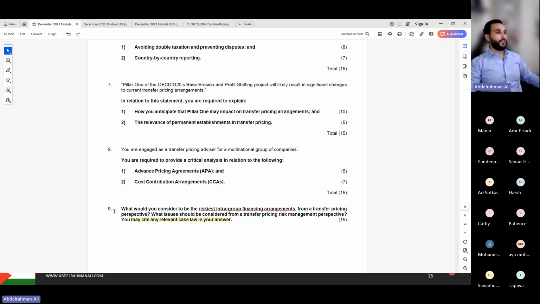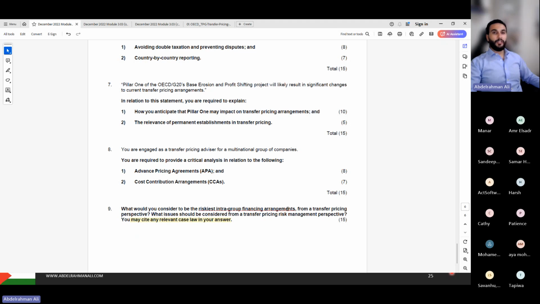So the last question on this exam is asking about the riskiest intra-group financing arrangements and whether you should highlight the perspectives. What would you consider to be the riskiest intra-group financing arrangements? On financing arrangements, you know that Chapter 10 was added to cover financial transactions. So referring to Chapter 10, you should refer to most of the riskiest intra-group financing arrangements.